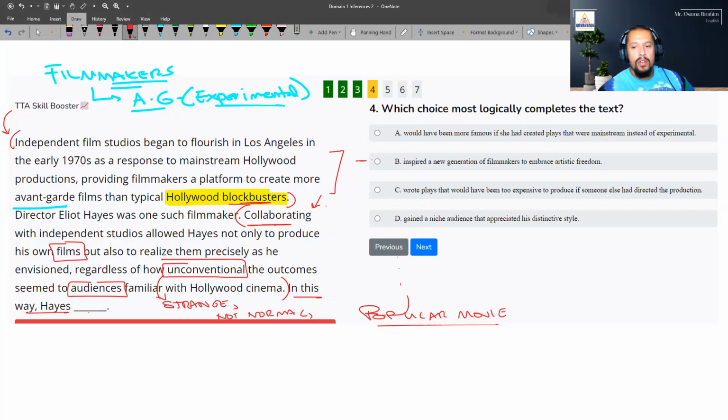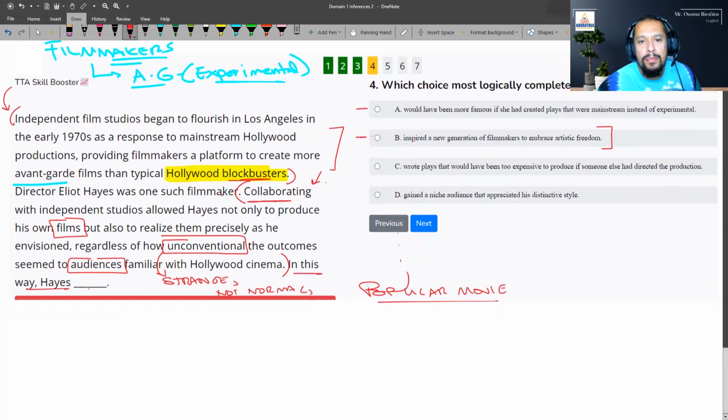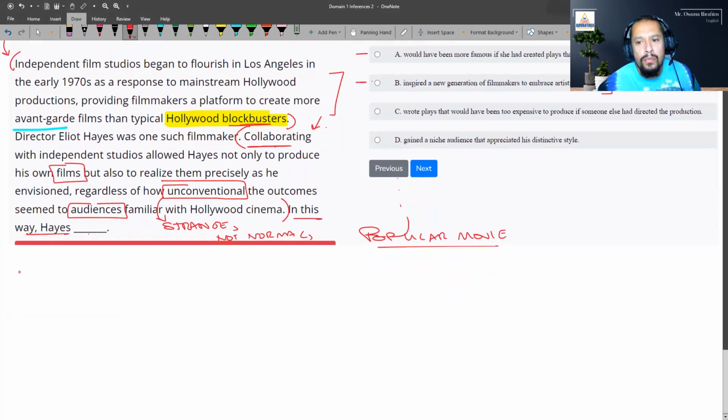Yes. Inspired a new generation of filmmakers to embrace artistic freedom. Where's the support for this? How do you know this? I don't know. It's important that we do know. A lot of people told me answer B. I think Omar told me answer B, correct, Mr. Omar? I think answer A is incorrect. Why do you think answer A is incorrect? It wasn't talking about that.